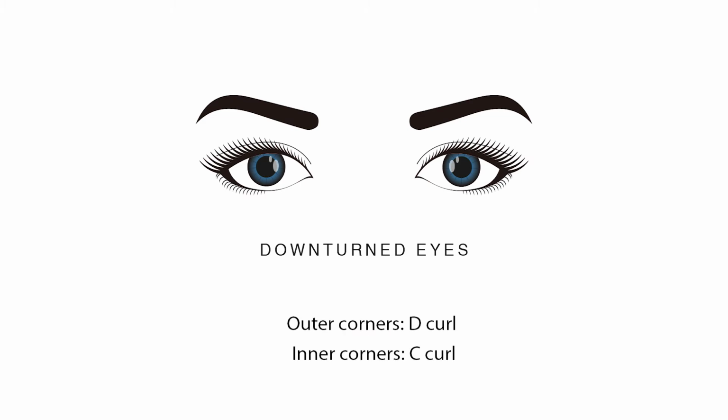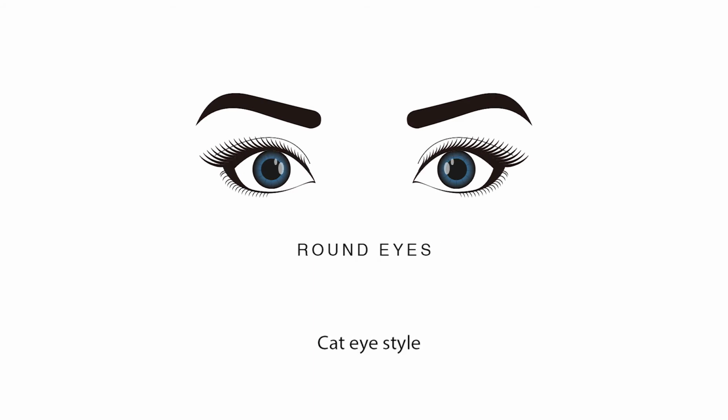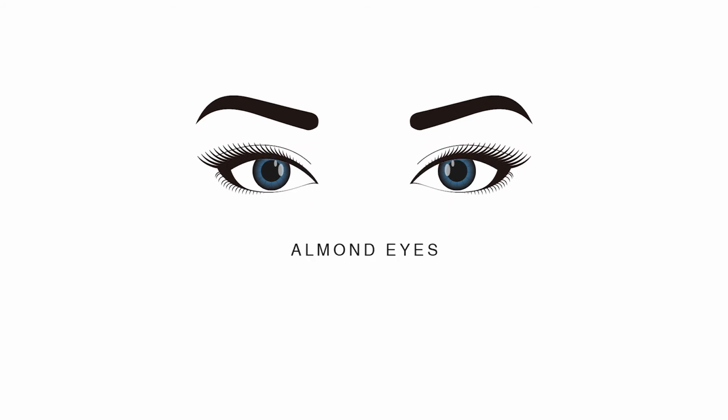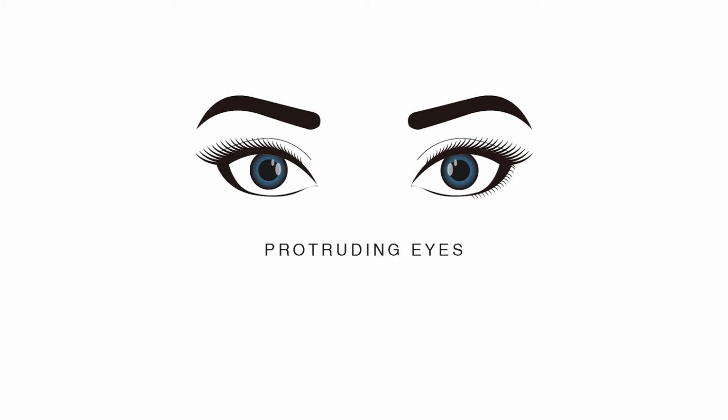Eye shapes can be complemented with different lash styles. Listed below are eye shapes and recommended lash styles. Downturned eyes. Use the D curl on the outer corner to lift up the eye and C curl on the inner corner. Round eyes. Create a cat eye style. Almond eyes. Use any curl and style. Protruding eyes. Use D curl and shorter lash lengths.